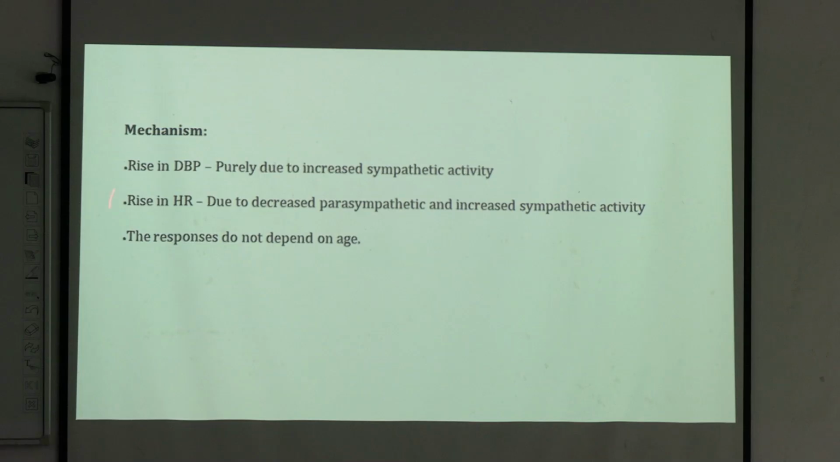Now, the mechanism: the rise of diastolic blood pressure is purely due to sympathetic activity, and the rise in heart rate is due to decreased parasympathetic and increased sympathetic activities. It is a test mainly for sympathetic function, but a few parasympathetic components are also there. And this response does not depend on age.